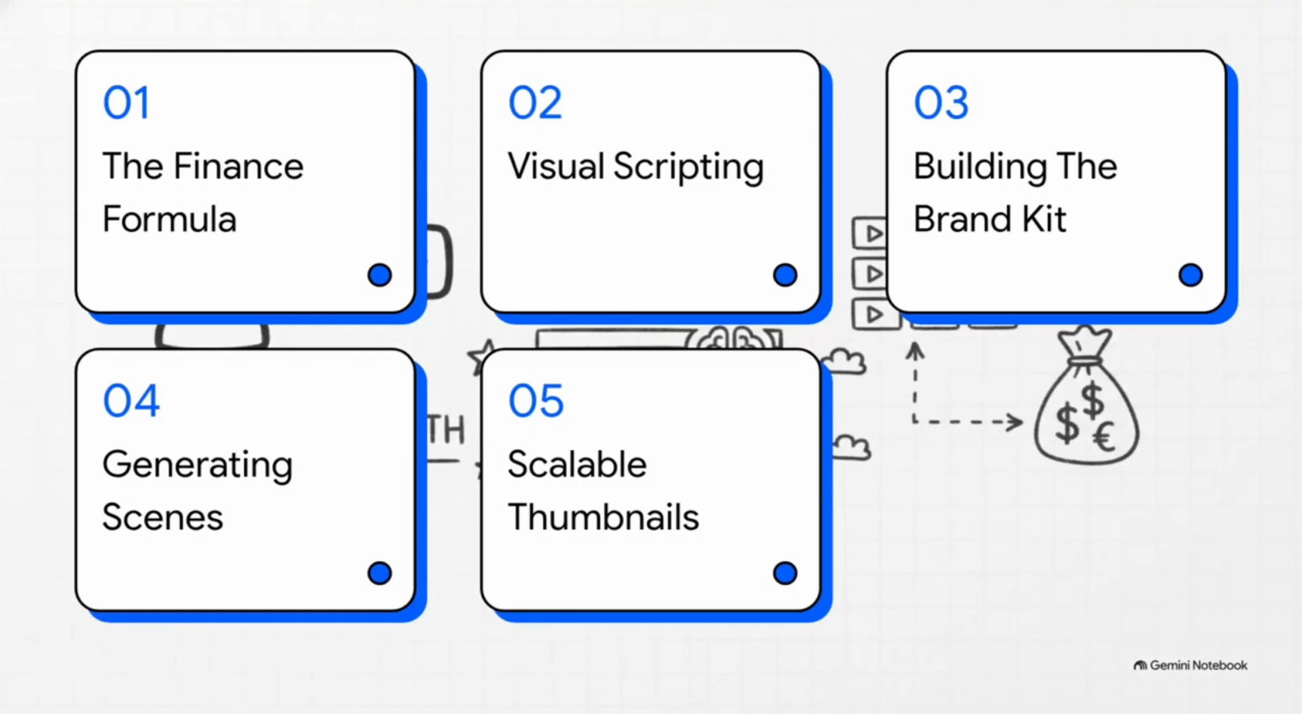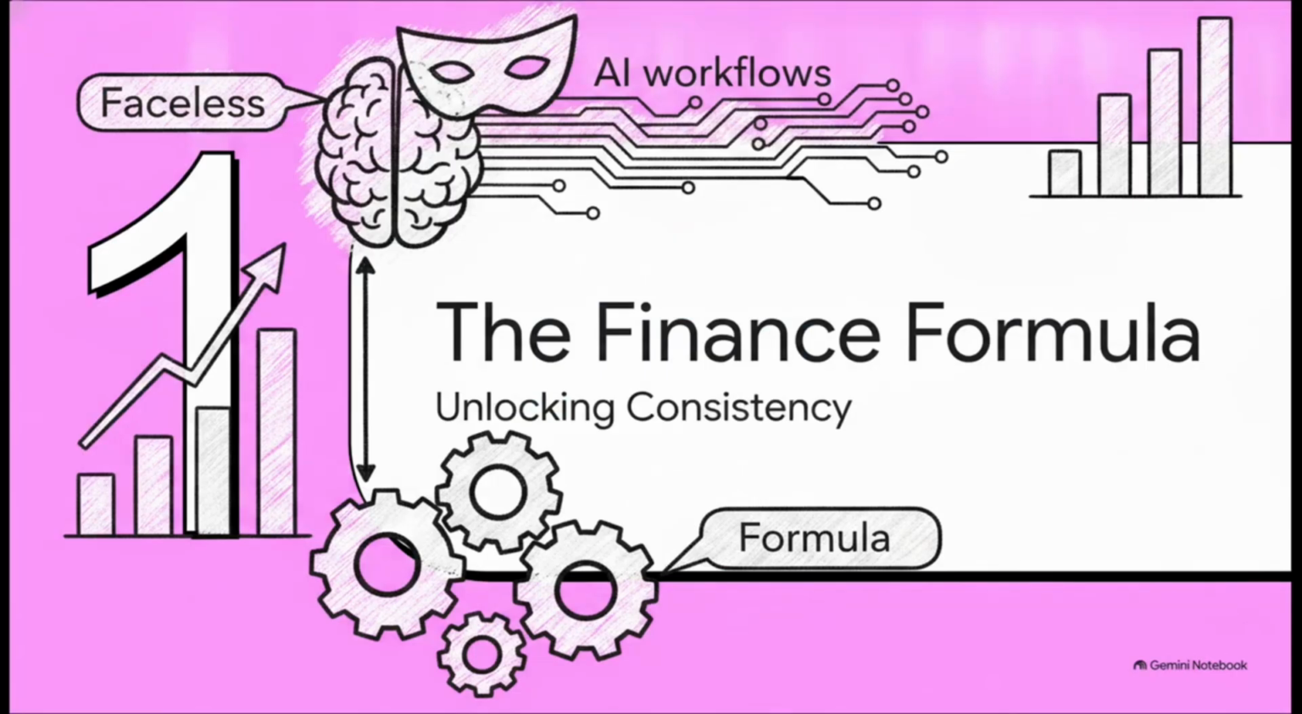Here is our roadmap for this explainer. We'll be covering 1. The faceless finance formula. 2. Ideation and visual scripting. 3. Building the brand kit. 4. Generating and editing scenes. And 5. Animation and scalable thumbnails. Let's start with Section 1, the faceless finance formula, unlocking consistency.